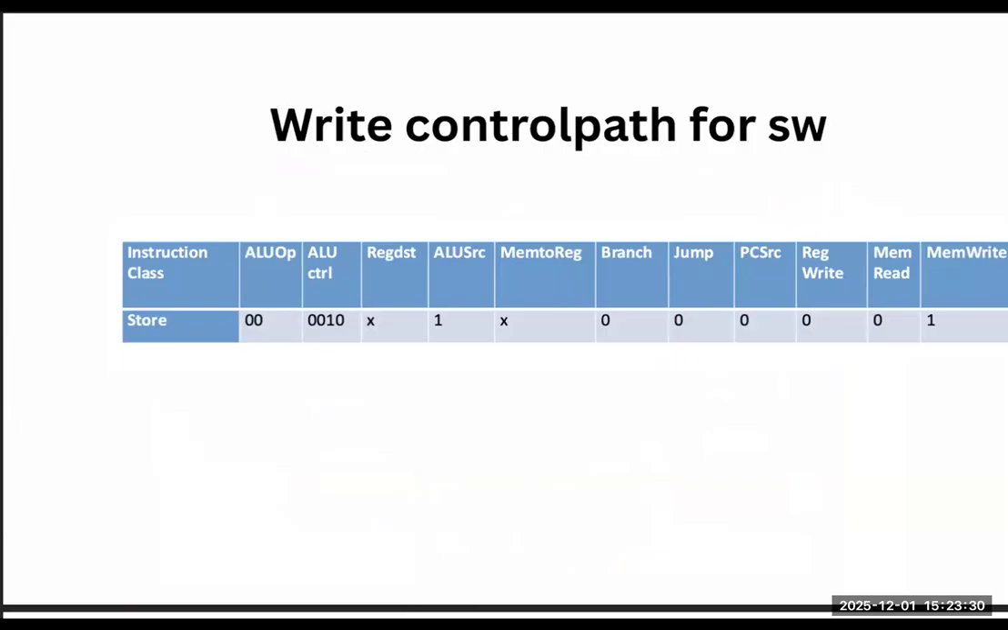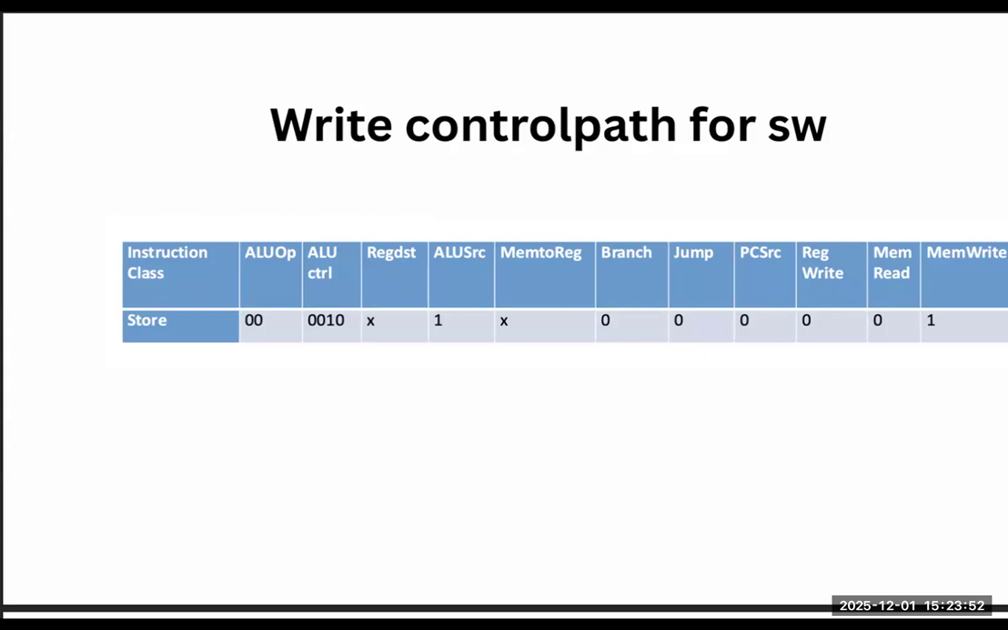All right, the second part, SW control path. For the store word control signals, let me walk you through the key ones. ALU OP 00, we're doing addition. The next one, addition operation. X means we don't care, we're not writing to a register. And then ALU SRC is 1. You're using the immediate value.